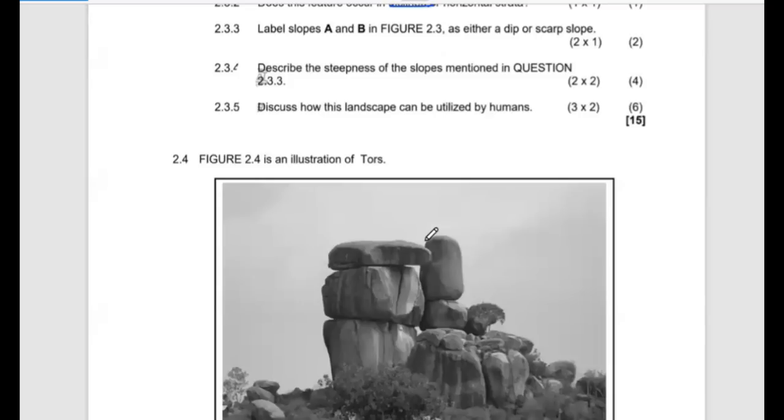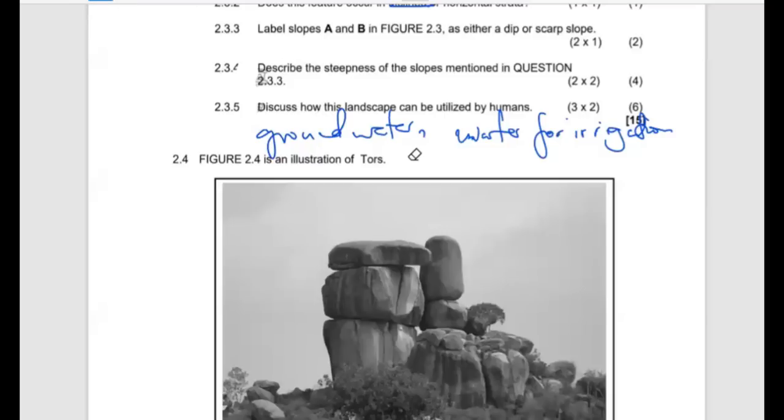So you can use the basin as a good source of groundwater as one response. They can benefit by extracting groundwater. Then you can also get water for irrigation. The basin can be a good source of water for irrigation. You justify along those lines how people can utilize that particular landscape. All right, we'll move on to the next question.